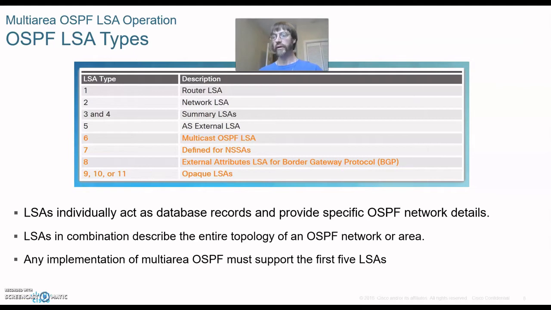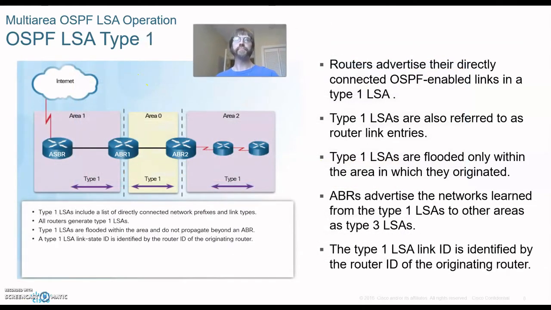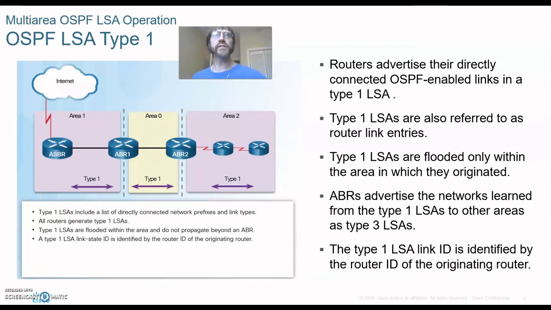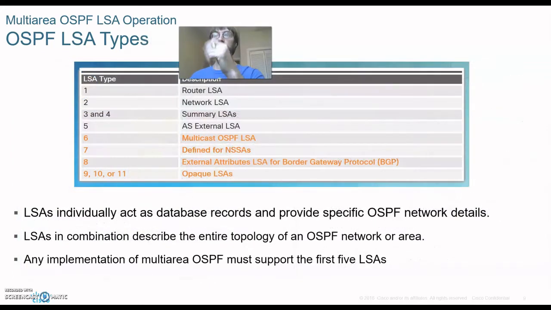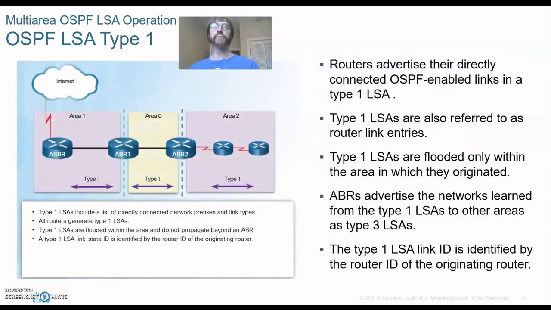So we've got our type 1 LSAs. Routers use these to advertise their own directly connected links. These are router link entries. Type 1s stay in the area in which they originate. What the ABR will do when it receives a type 1 is turn it into a type 3, so a summary LSA. And then the link ID will be your router ID.